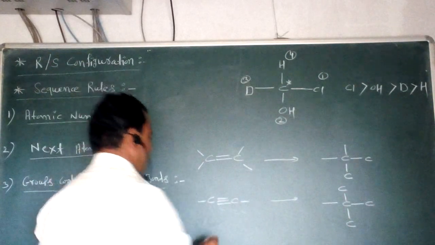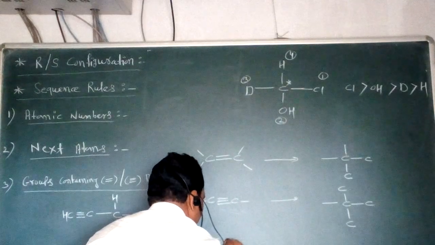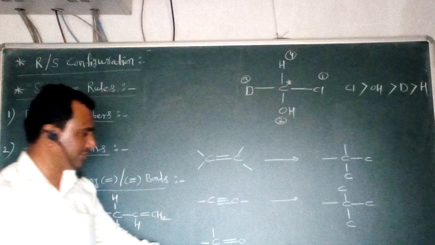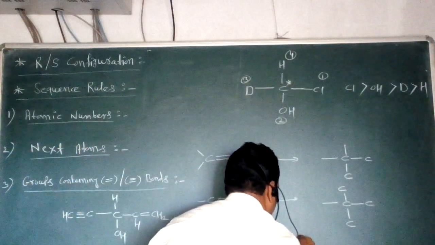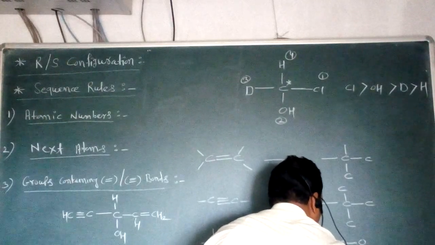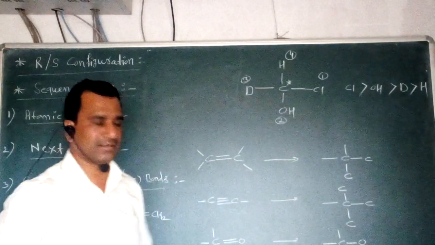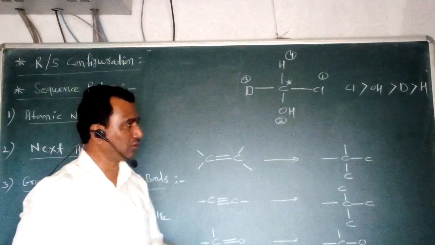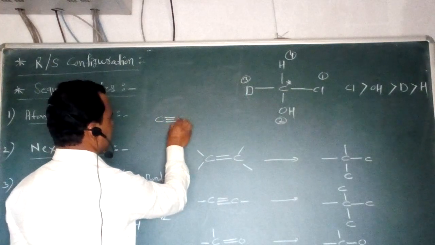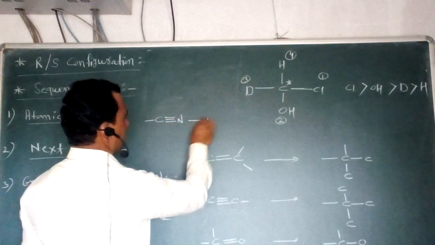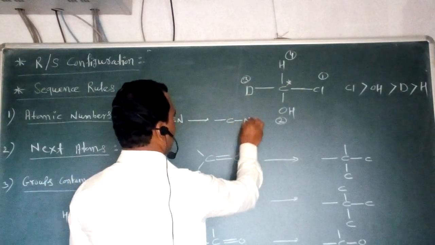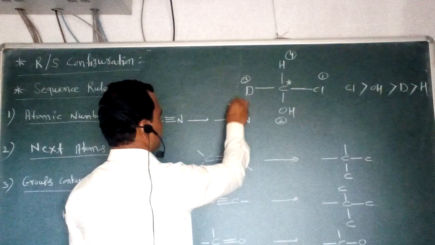If a group like C double bond O is there, at that time what happens? This C double bond O is equivalent to carbon, single bond oxygen, single bond oxygen. So this C double bond O is equivalent to two oxygen atoms. At the same time, if a group like C triple bond N is there, then what happens? This C triple bond N is equivalent to three nitrogen atoms.